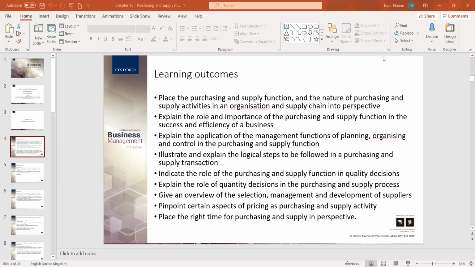in purchasing and supply transaction, indicate the role of purchasing and supply in quality decisions, explain the quality decisions in purchasing supply, give an overview of selection, management, and development, pinpoint certain aspects of pricing as purchasing and supply activity, place right time of purchasing and supply.